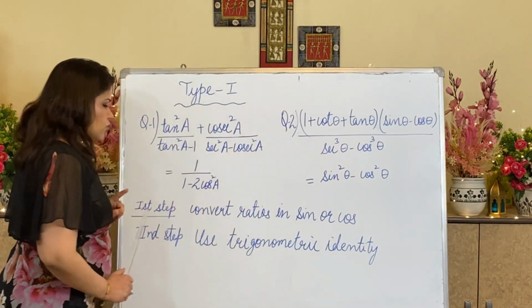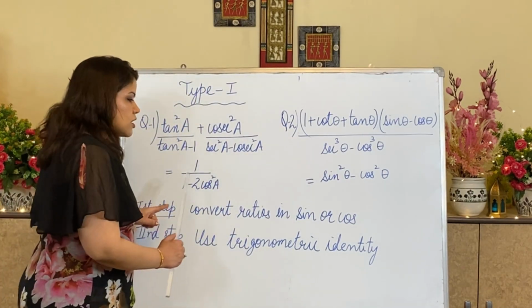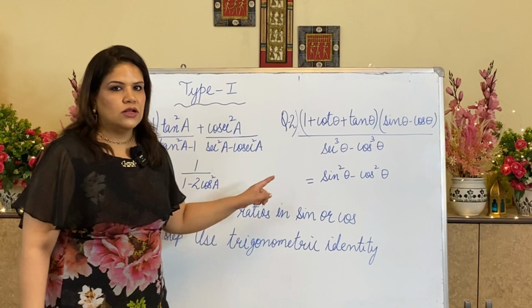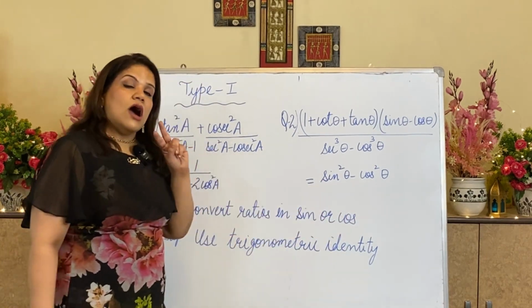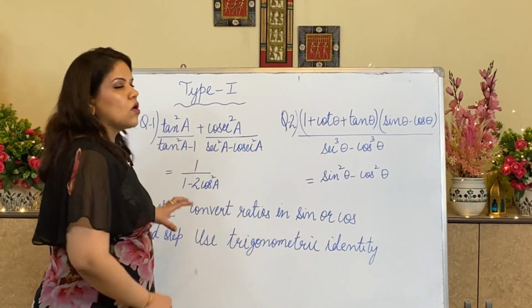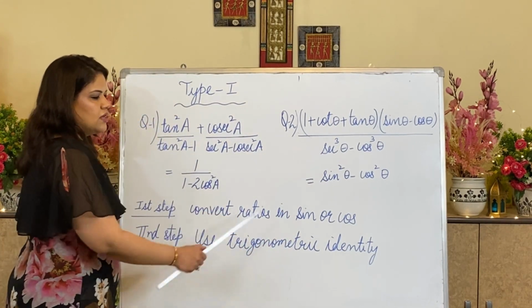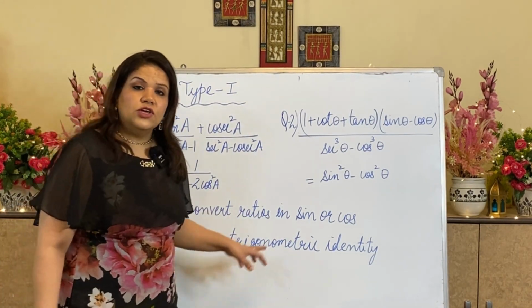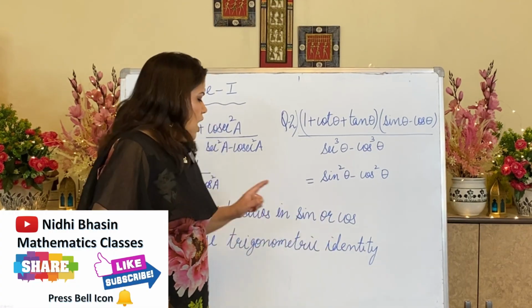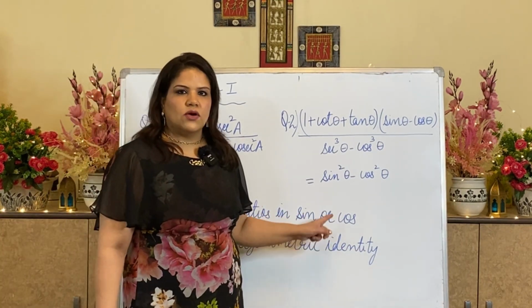Now in these type of questions, my first step will be to convert ratios into sine or cos. And after applying sine and cos, I will reach the point where I can use trigonometric identity. So you will use trigonometric identity after converting them into sine or cos.